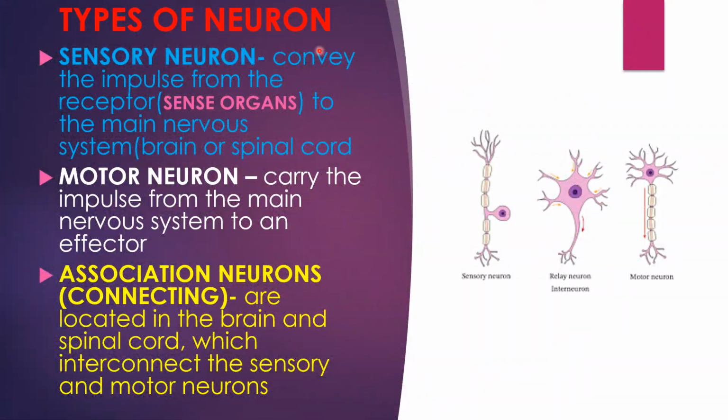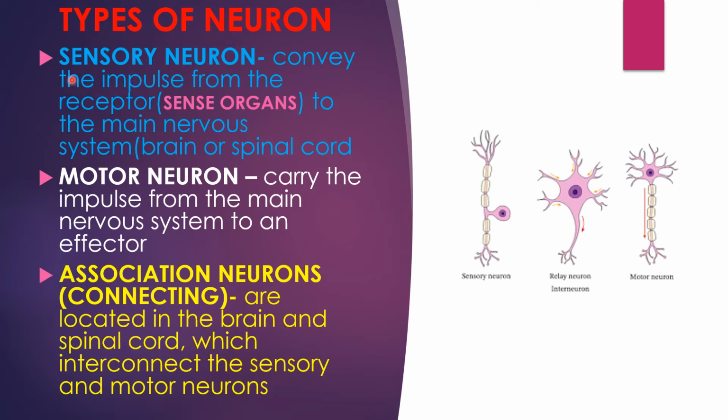What are the different types of neurons? Three main types of neurons we can see in our nervous system. First one, sensory neuron. It conveys the impulse from the receptor. Here you can see, yes, this is sensory neuron. This will convey impulse from the sense organs or receptor to the main nervous system. What are the main nervous system? Is brain and spinal cord. These are the main part of nervous system.